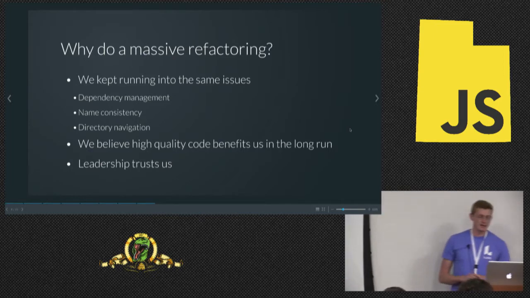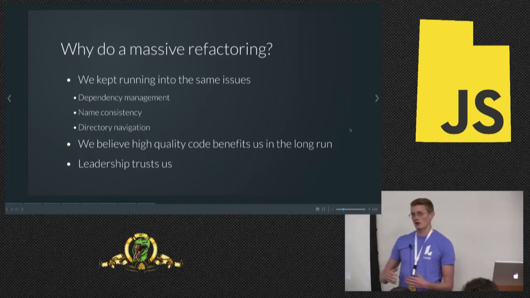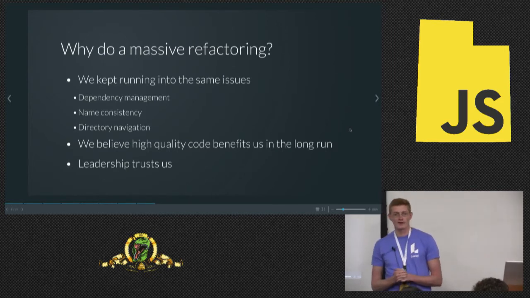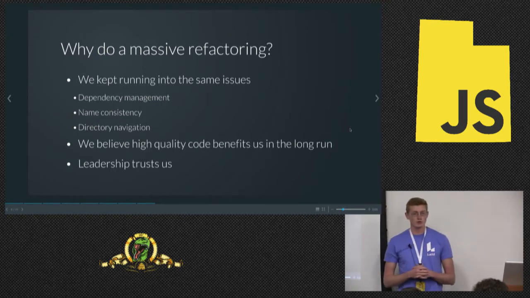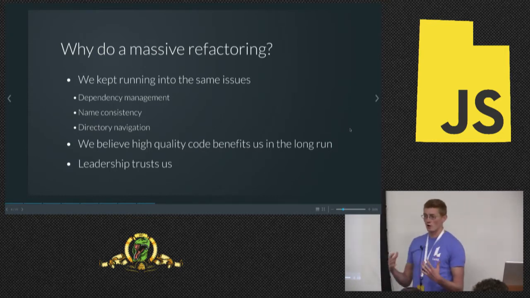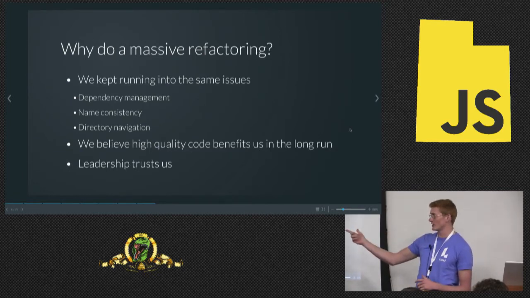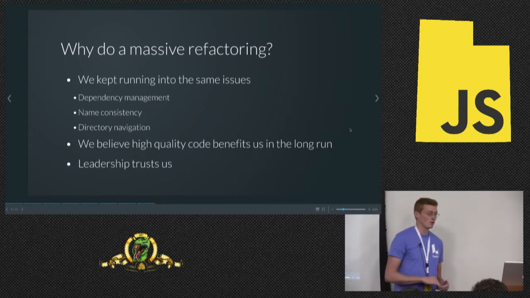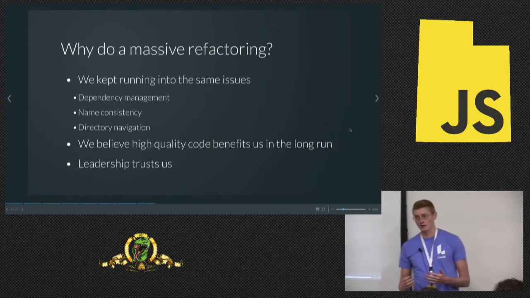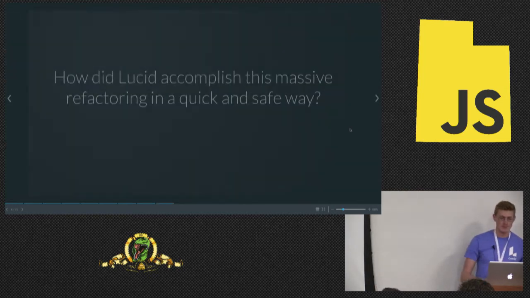In addition, we believe at Lucid that high code quality benefits us in the long run. We have a long-term view of our code quality, and although sometimes we have to make business decisions that benefit in the short run, we do hope that we can build the quality of our code base and that will save us time in the future. In addition, this is a key element. Leadership does trust us. So this is both engineering leadership and product leadership. They believe us when we say, if we take the time to fix this now, it will benefit us later on. And that, I think, is very key, and we were lucky to have leadership that trusted us.